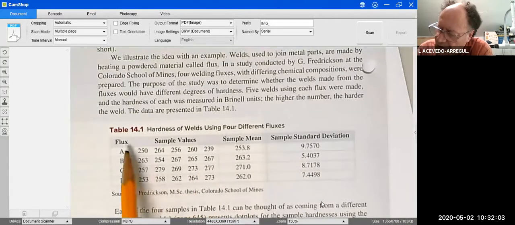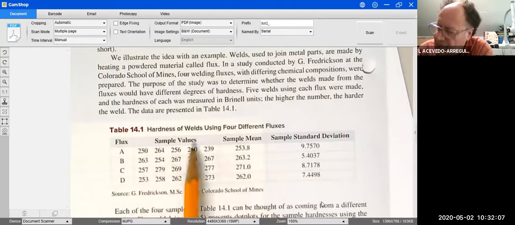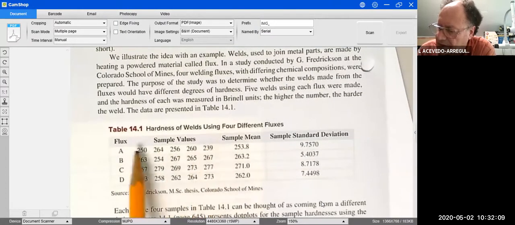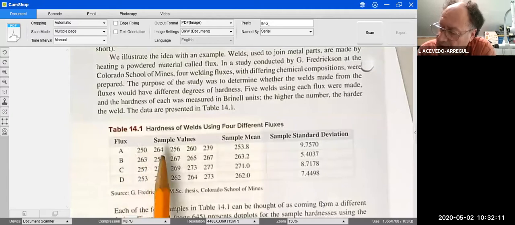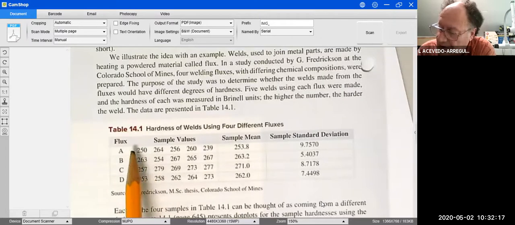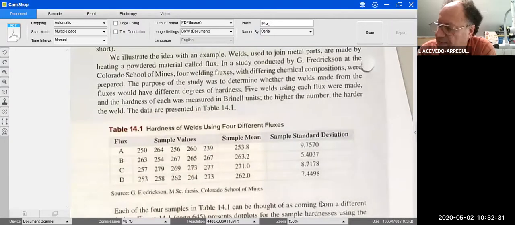So we have 4 groups, A, B, C, D, for fluxes, and we have 5 measurements that were obtained for each group. So the purpose of the analysis is to know whether there is a difference between these groups. So if we cannot reject the null, then that means that there is no effect of using A, B, C, or D.